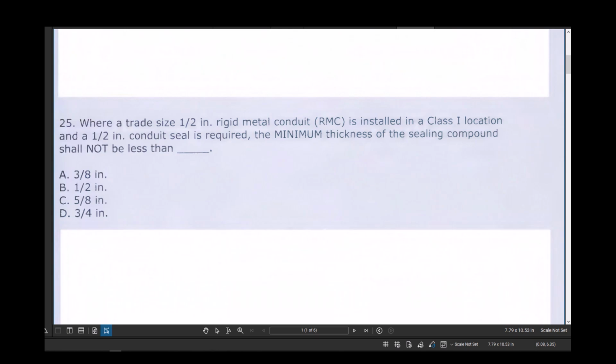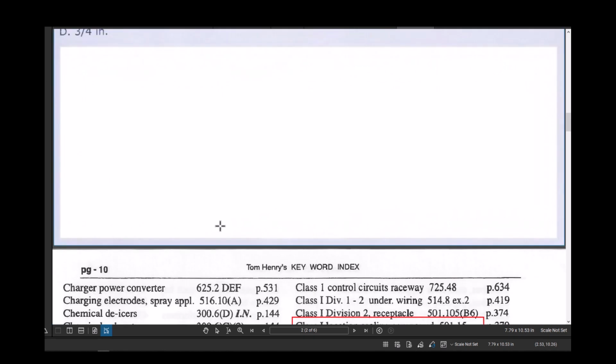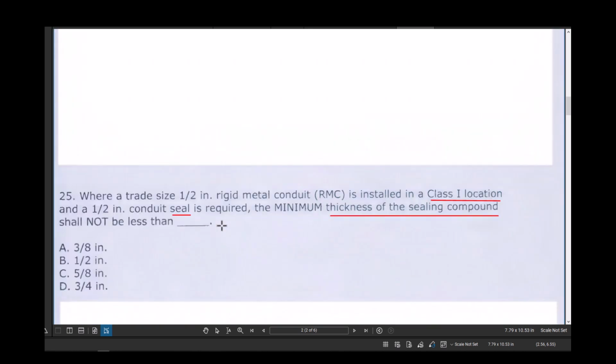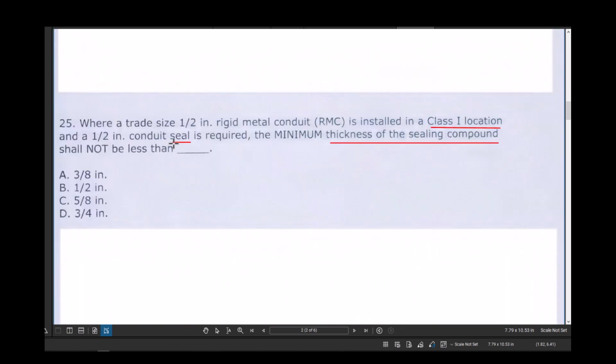If we highlight the keywords, we have Class 1 location, we have seal, and related to the keyword can be sealing compound or thickness of the sealing compound. And if I highlight what we said, we have seal, Class 1 location, and thickness of the sealing compound.